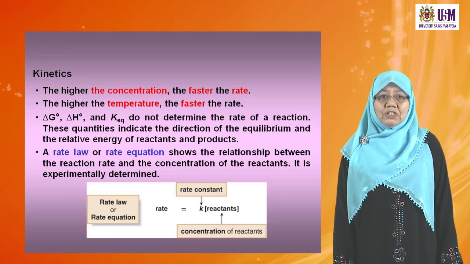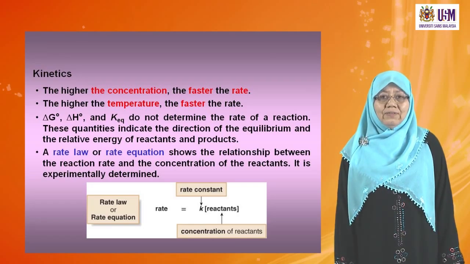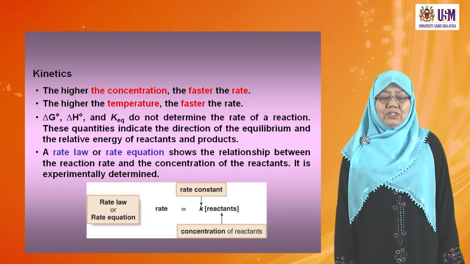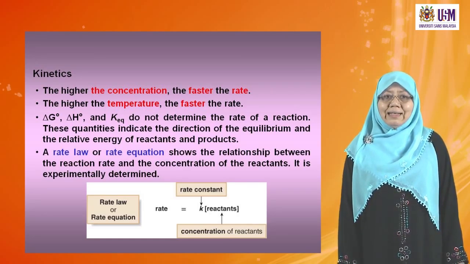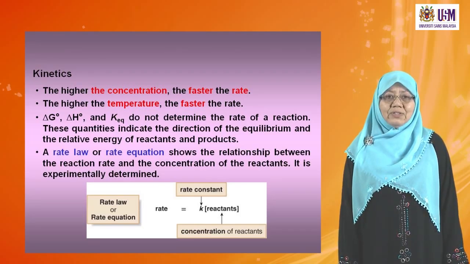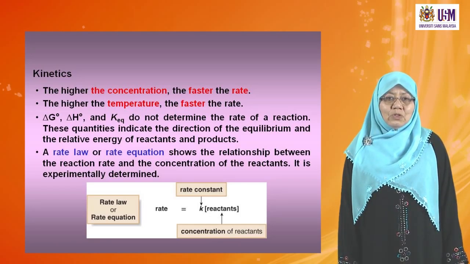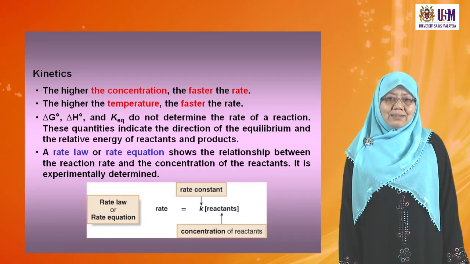Delta G naught, delta H naught, and K equilibrium do not determine the rate of a reaction. These quantities indicate the direction of the equilibrium and the relative energy of reactants and products. A rate law or rate equation shows the relationship between the reaction rate and the concentration of the reactants. It is experimentally determined. So the rate law is equal to K times the concentration of the reactants, where K is the rate constant.